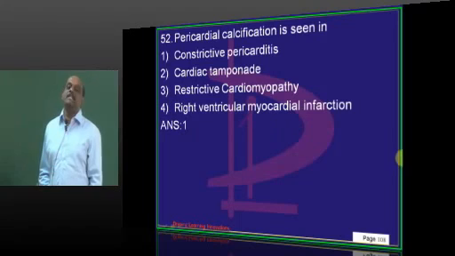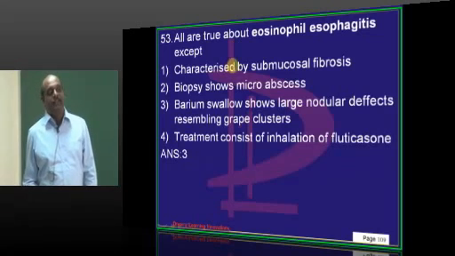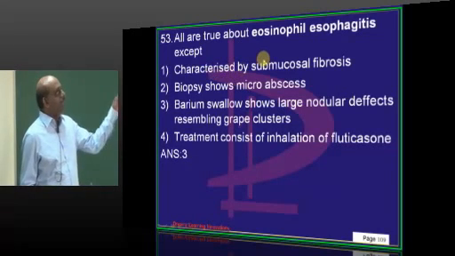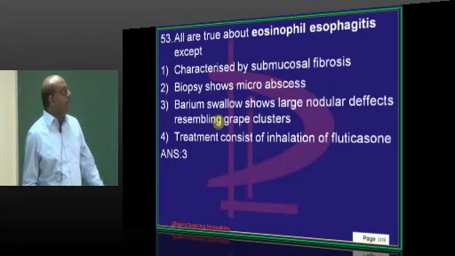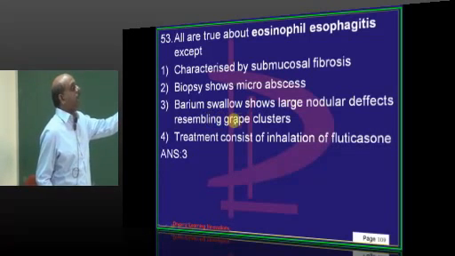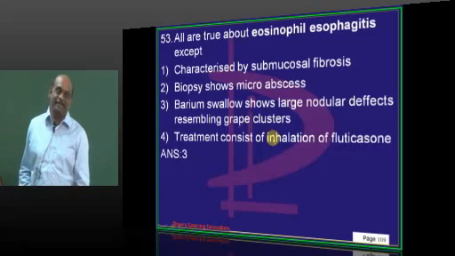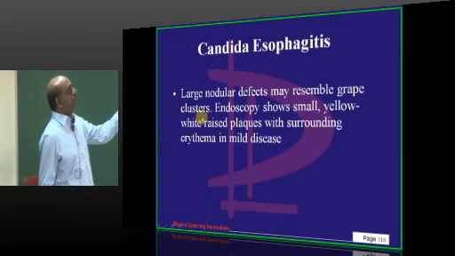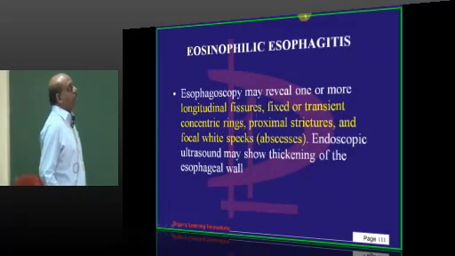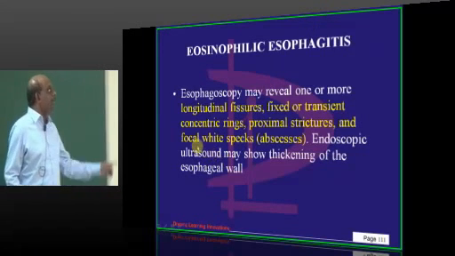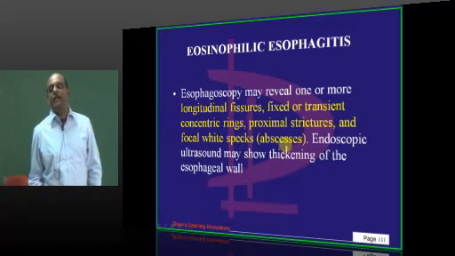Constrictive pericarditis finding calcification, simplest question in the planet. Oh doctor, dirty question. Basically there are two forms of esophagitis, infectious, non-infectious. Where do you see large nodular defects resembling grape clusters? Candida esophagitis. Large nodular defects resembling grape clusters. In eosinophilic esophagitis what do you find? Longitudinal fissures, concentric rings, focal white specks of abscesses.